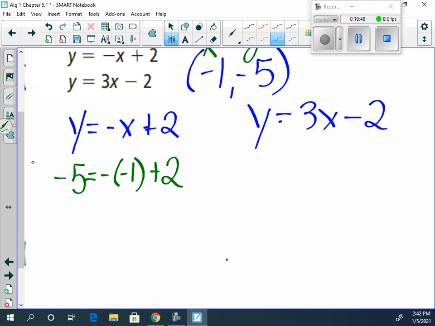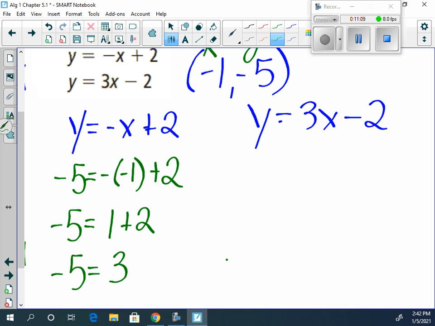So any questions on how we plugged any of this in so far? We good with this here? Now, do we normally write negative 1? Well, no. A negative and a negative make a positive. So we really have 1 plus 2. And what is 1 plus 2?